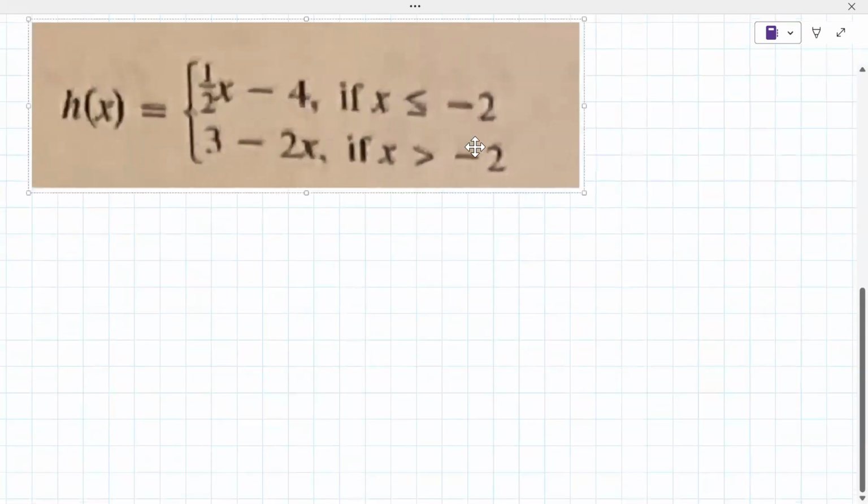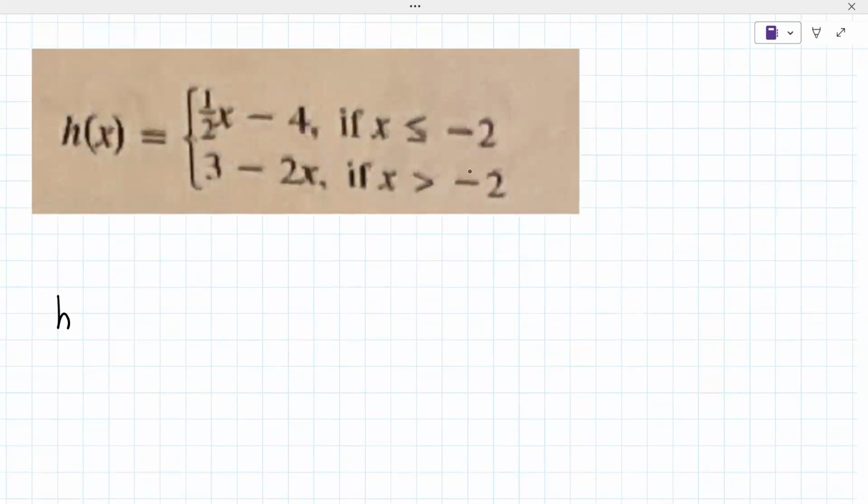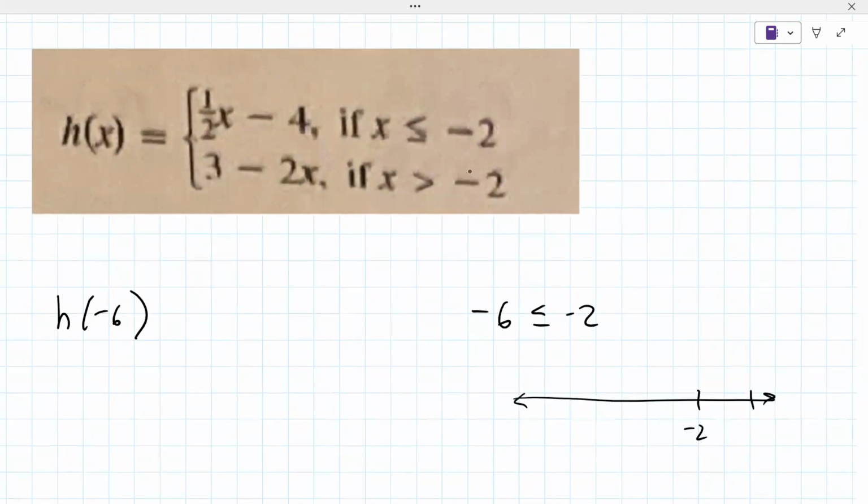All right, so let's do another one here. Let's do H of negative 6. So you start by asking yourself, is negative 6 less than or equal to negative 2? Okay, I'd say yes because bigger zero, right? Yeah, so on a number line, you've got to figure out which one is more to the left. More to the left. Okay, yeah.